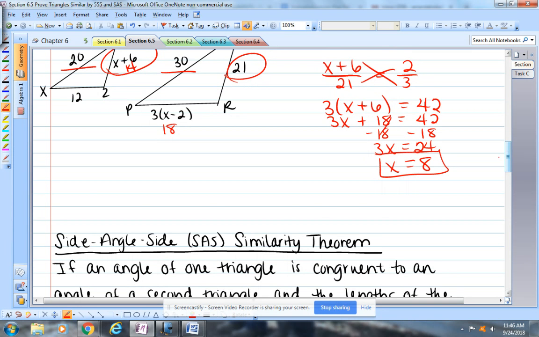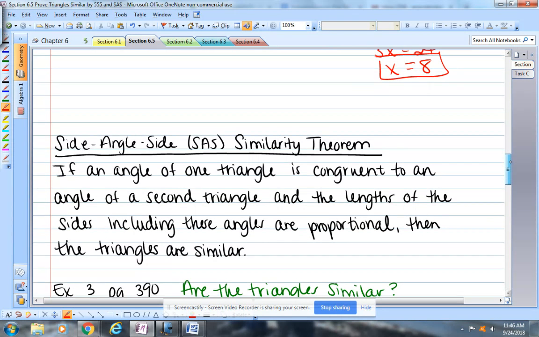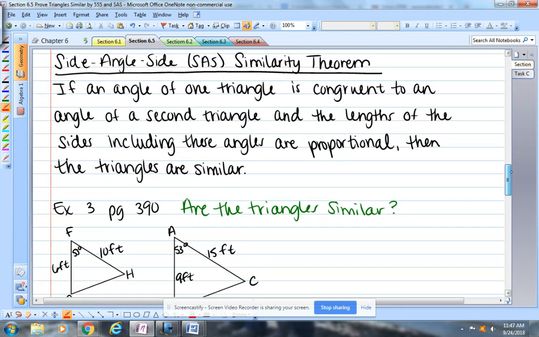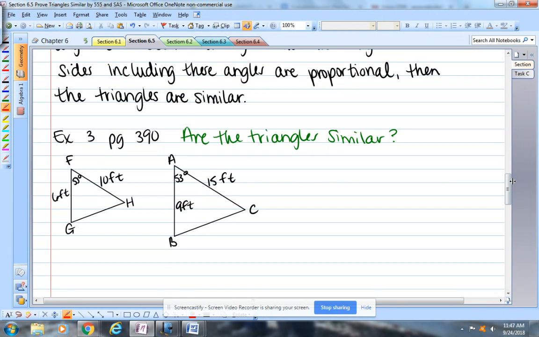All right, our next theorem, which is our last one on our theorem sheet, is the angle side similarity theorem. If an angle of one triangle is congruent to an angle of a second triangle, and the lengths of the sides including these angles are proportional, then the triangles are similar. So, if the included angles are congruent and the two sides on the outside of those angles are proportional, then we have similar triangles by the side angle side theorem.